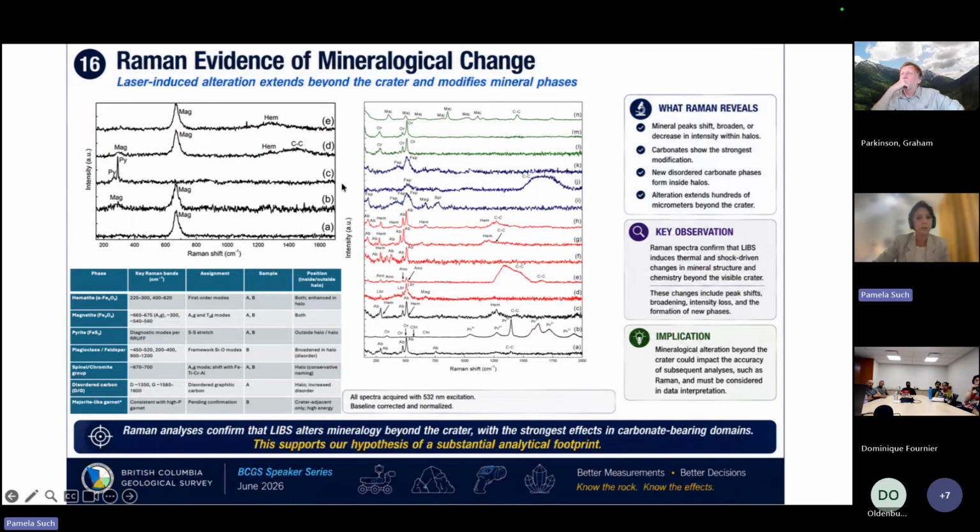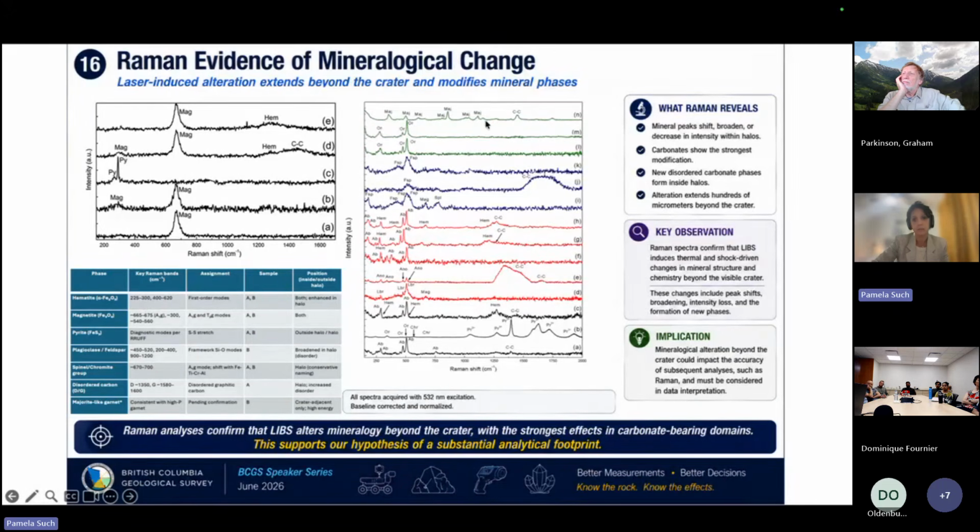What happened after we conducted the Raman? When we used the micro Raman and mapped around the halo and around the crater, each different color is a different energy laser. It was from 5 to 20% from the bottom up. We found that especially in the carbonate-bearing samples, we generated majorite.